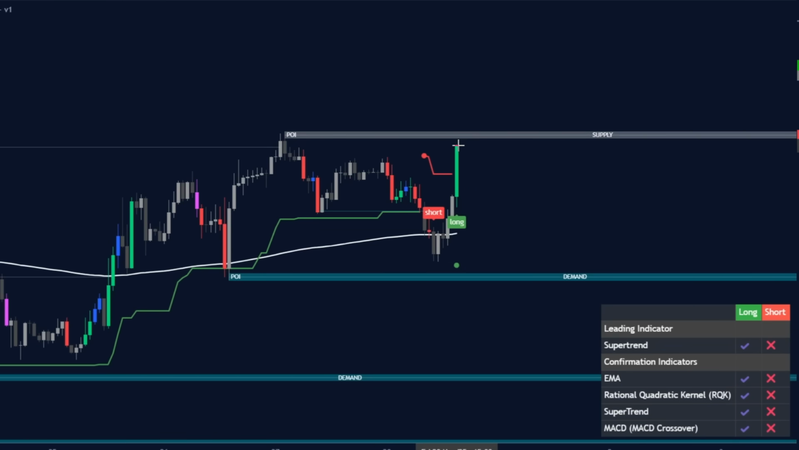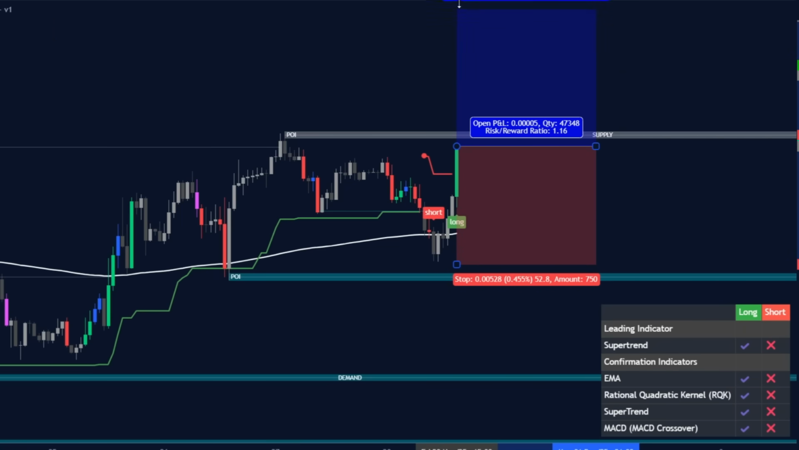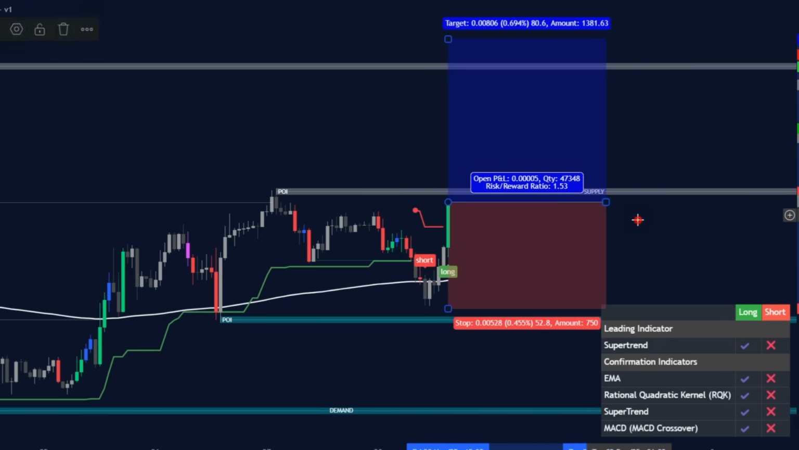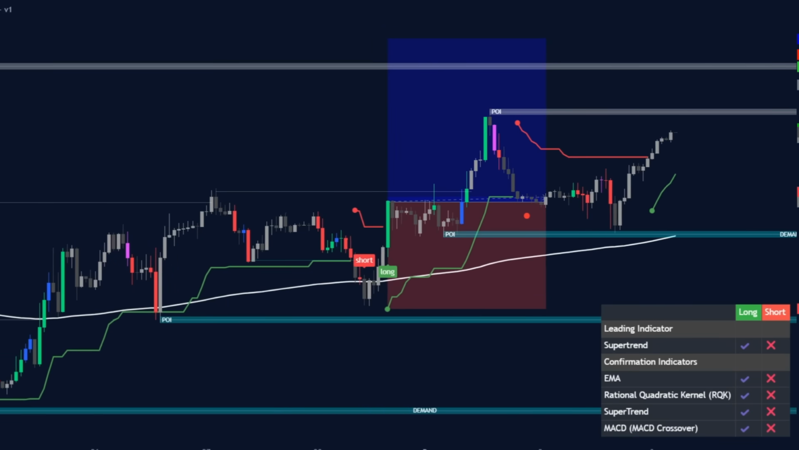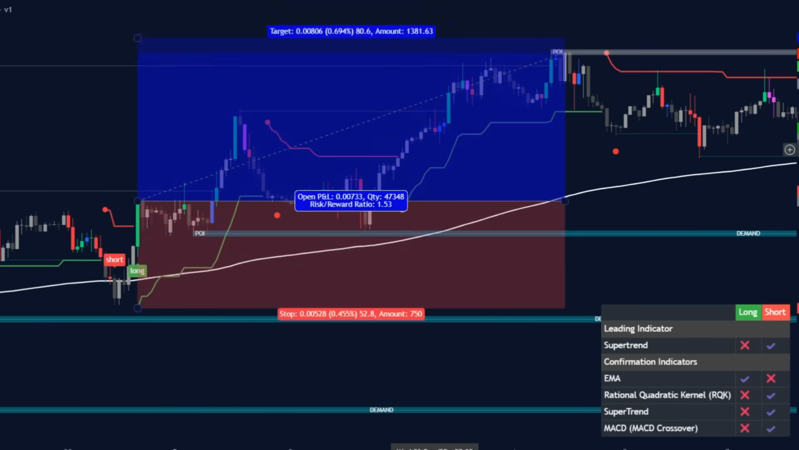This confirms the momentum is strong. Execution. You enter the trade at the close of this candle. Stop loss, place it just below the recent swing low. Take profit, aim for a 1.5 to 1 risk to reward ratio. As you can see, the price explodes upwards, hitting our target easily.